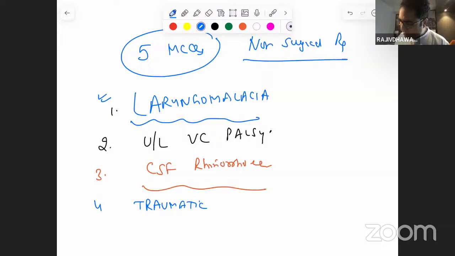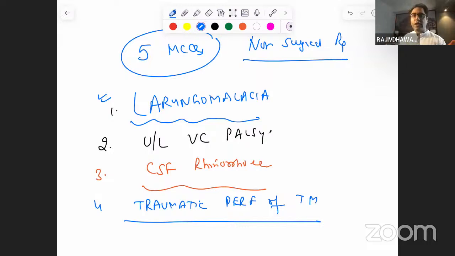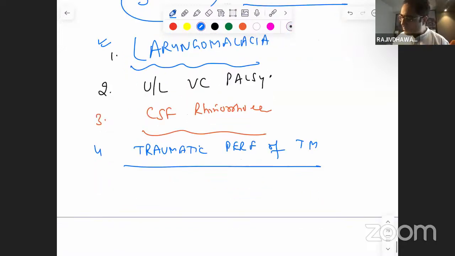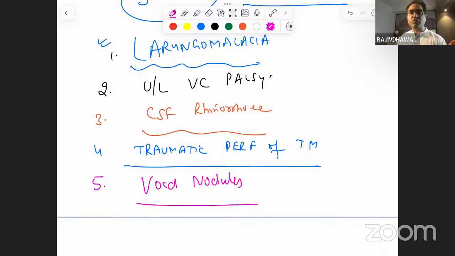Traumatic perforation of tympanic membrane. In trauma, no ear drop, no surgery, only analgesics plus keep the ear dry. Don't put the ear drop, beta. Number 5 is vocal nodule, beta. Don't operate on vocal nodule as the primary treatment. The best treatment of vocal nodule is speech therapy or voice rest plus proton pump inhibitor, because acidity also contributes with reflux, beta.